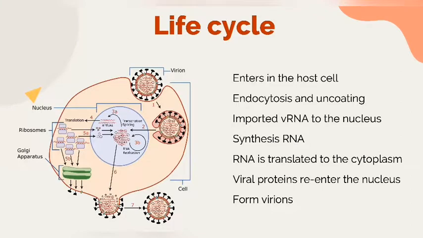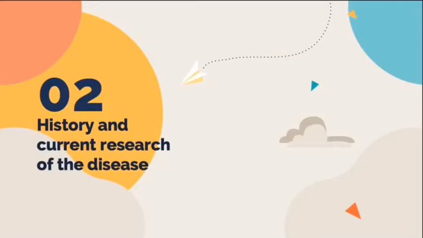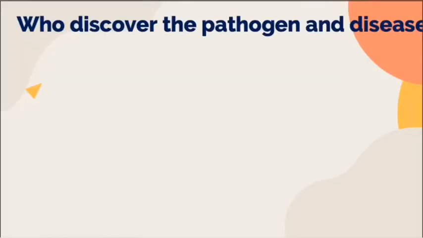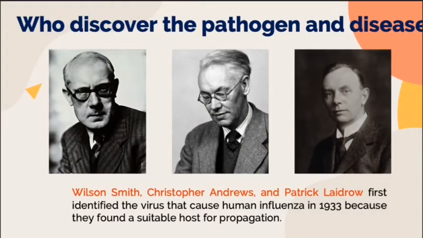So the next topic will be history and current research of the disease. Who discovered the pathogen and disease? Although people have known the influenza symptoms for more than 1,000 years, the first human influenza virus was isolated by Wilson Smith, Christopher Andrewes, and Patrick Laidlaw in 1933 because they found a suitable host for propagation.